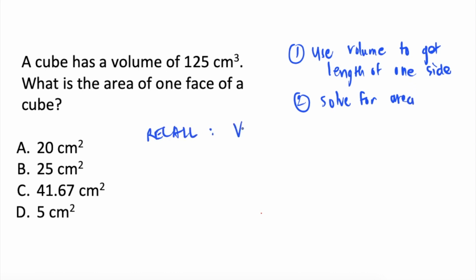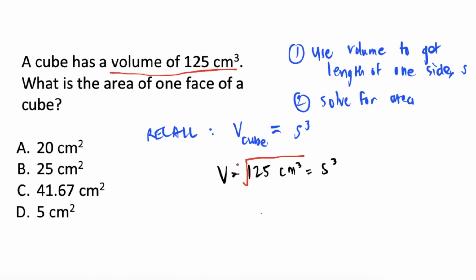Volume of a cube is equal to S cubed. So, 125 centimeters cubed is equal to S cubed. Take the cube root of both sides. We will get 5 centimeters is equal to S.